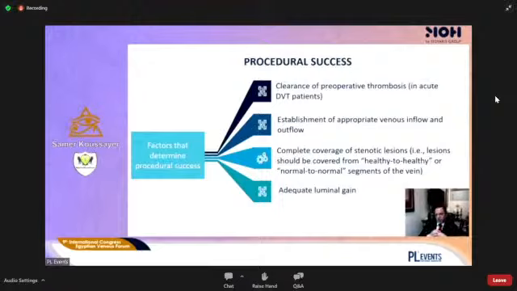Establishing appropriate venous inflow and outflow is very important. You have to go from healthy to healthy, normal to normal. So you have to have a healthy inflow and outflow. And you need to cover the entire area of stenosis. You cannot leave any lesion. So it should be covered from healthy to healthy or normal to normal segment of the vein. And finally, you need an adequate luminal gain. You have to be sure the stent is completely expanded. And the IVUS can help you a lot with that.